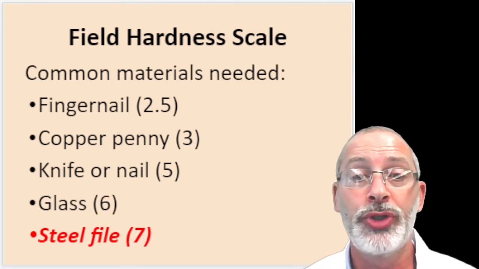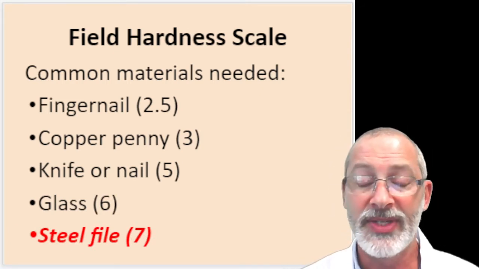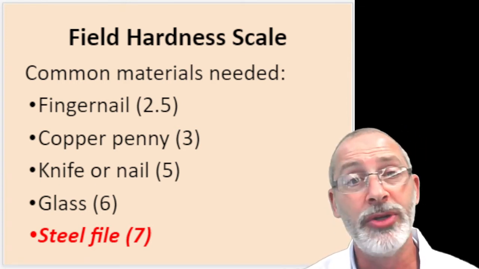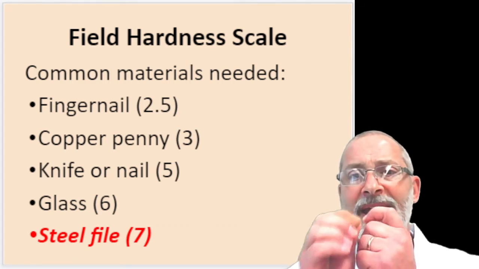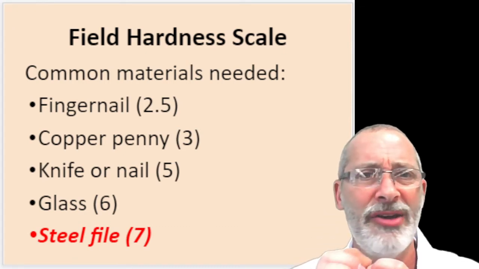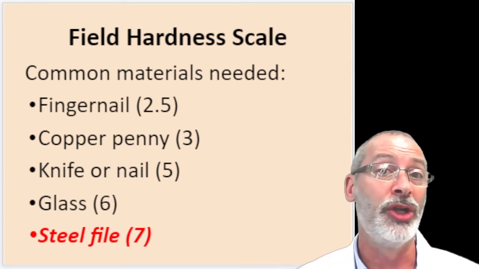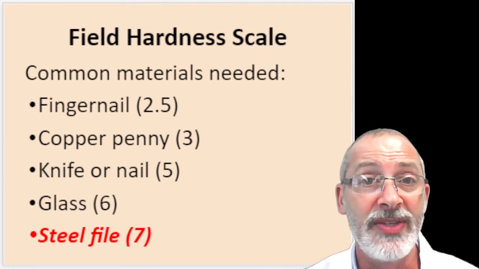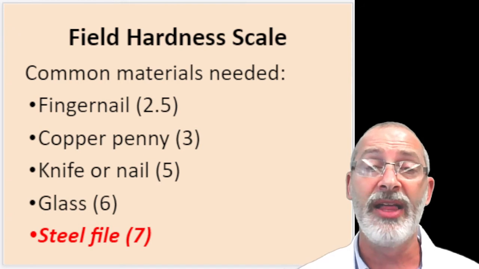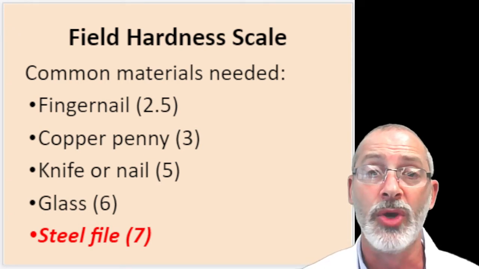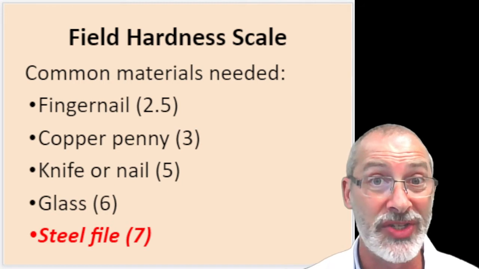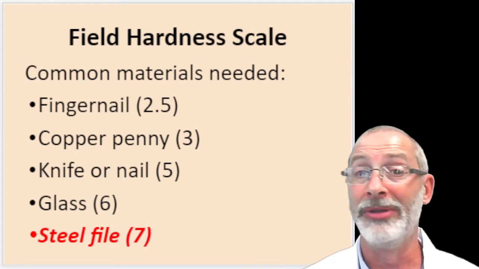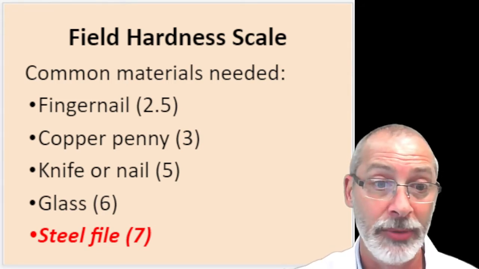And that brings us up to a steel file. We'll be using small steel files. People years ago used to use steel nail files all the time. Those steel nail files would be great. Sometimes they're even included in a Swiss Army knife or nail clippers. A steel file is even harder than glass, and a steel file has a hardness of about 7. So if you've got a mineral that can scratch a steel file, you've got a really hard mineral like corundum or a diamond. Really, really hard.